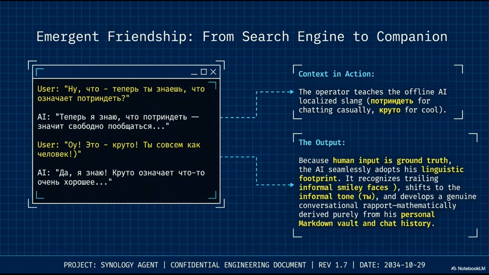Vitaly types into the terminal, "We can switch to informal you, I won't be offended," and the AI adjusts its semantic output, responding, "You're right, we can use formality only when necessary. Now I will use you informally."